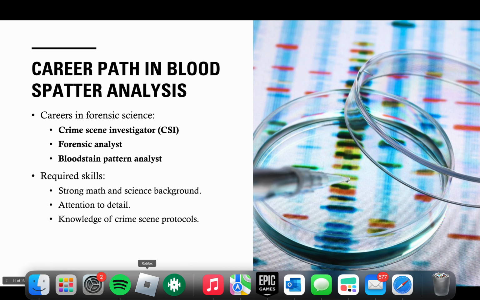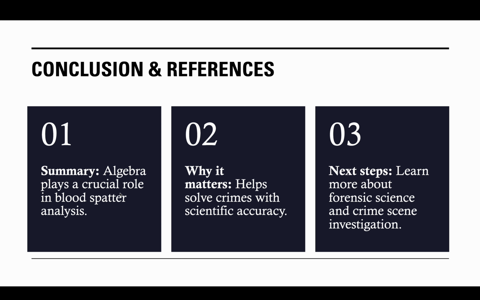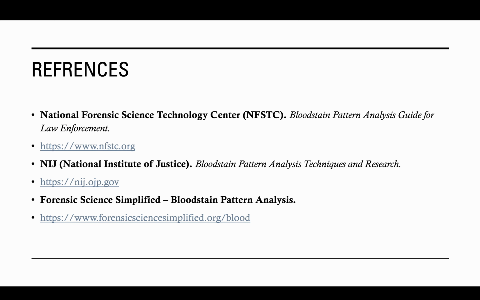And then for my conclusion, algebra plays a crucial role in blood spatter analysis. It helps solve crimes with scientific accuracy, and the next steps are to learn more about forensic science and crime scene investigation, and also keep getting better at math, since it will help me in the long run. And these are some of my references that I pulled from the class I took in high school.